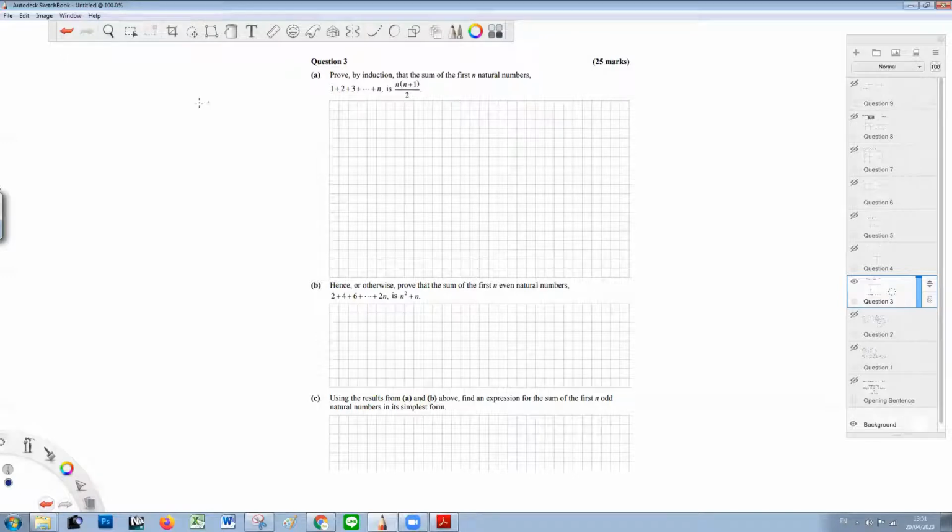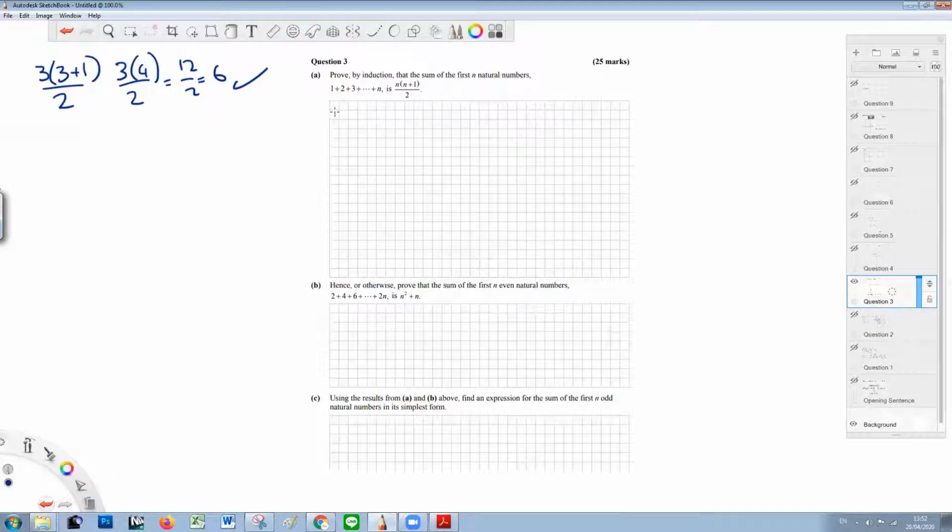So if we did that really quickly, if we pick a number, so 3, and sub it in, so we get 3 times 3 plus 1 over 2. I should get 6 because 1 plus 2 plus 3 is 6. So that's going to be 3 times 4 over 2, which is 12 over 2, which is obviously 6. So the rule is correct. And what it's asking us to do is prove it.